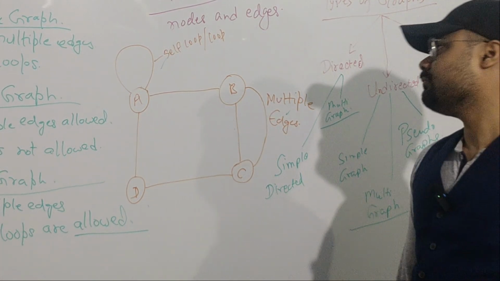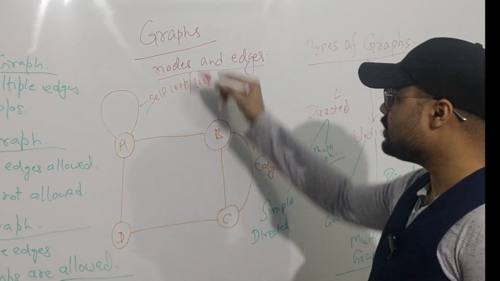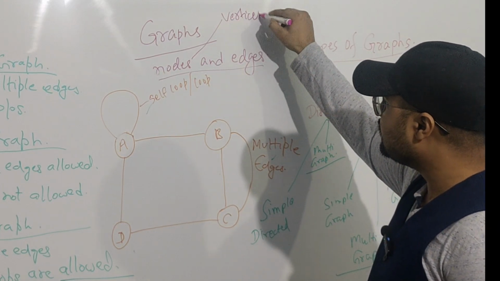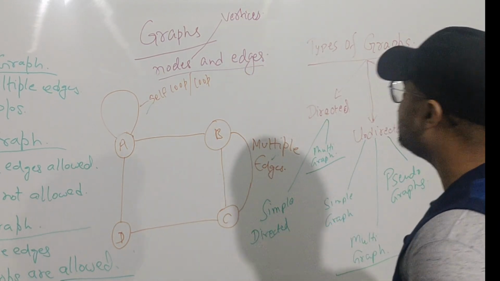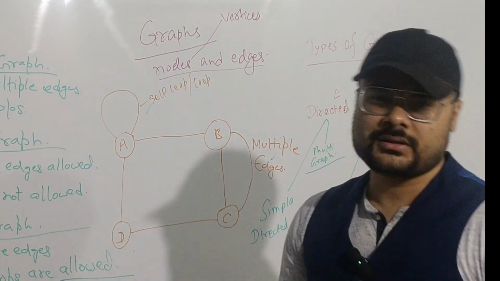Okay, now a graph is basically nodes and edges. Nodes are also called vertices. So how do you represent vertices? Through a set. I will do it in the next video now.